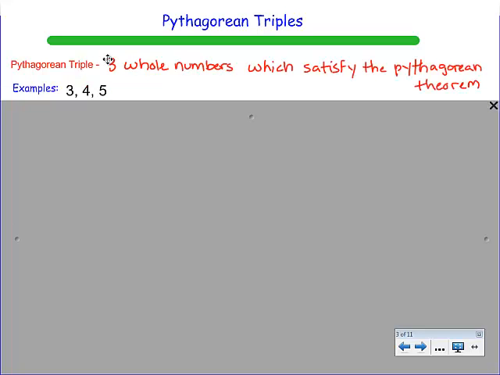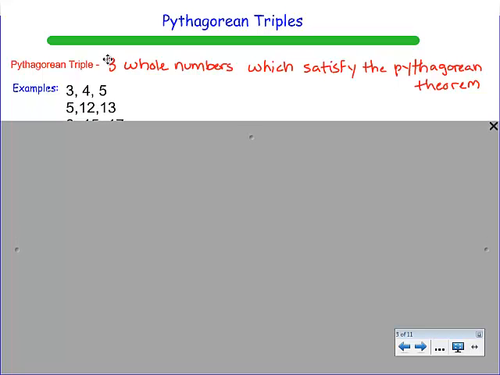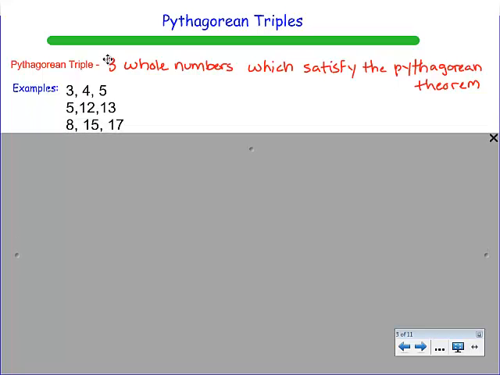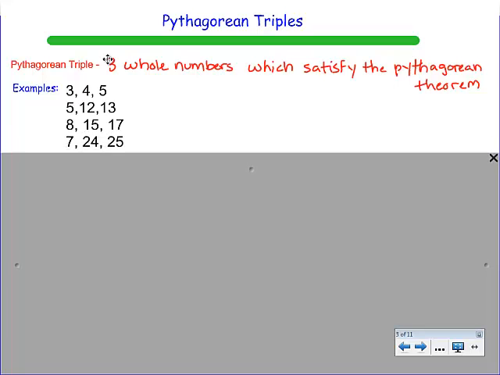So some examples are 3, 4, 5. Notice I always write the hypotenuse as the last one. Or 5, 12, 13. Or 8, 15, 17. Or 7, 24, 25. There are actually many, many more Pythagorean triples, and Pythagorean triples are one of those things that mathematicians and computer scientists are always trying to find the next one of, kind of like they're always trying to find the next prime number or the next digit of pi. I personally don't memorize any other Pythagorean triples than these, but these are nice to know.